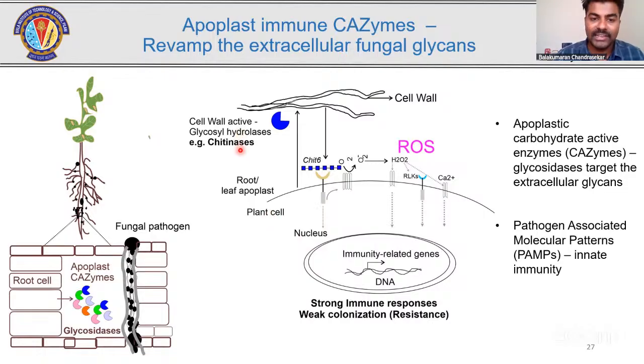You see that chitinase releases a fragment, and upon recognition there is a strong immune response. But now we have already shown that apart from the cell wall, plant fungi also have an extra layer on top, called the extracellular polysaccharide matrix, and this is made up of beta 1,3 and 1,6 glucans. So which enzymes are going to target these glucans? We were interested to know.